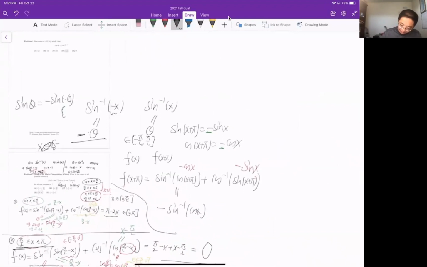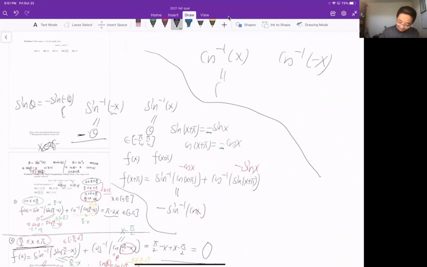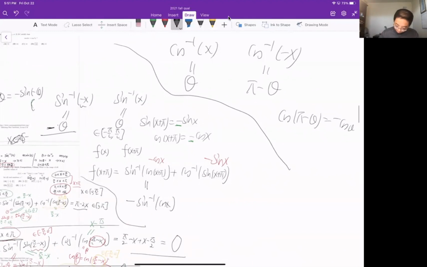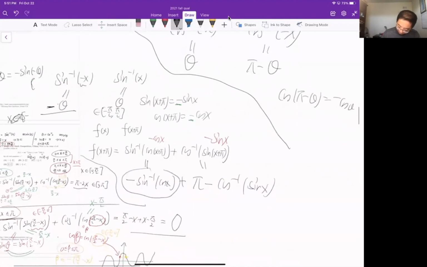Now let's look at cosine. What is the relation between cosine inverse of x and cosine inverse of negative x? If this is theta, for the cosine function we know cosine(pi - theta) is negative cosine theta. So this becomes pi - theta, and we need to keep the range between 0 and pi. So this equals pi minus cosine inverse of cosine x. If you combine this together, we find f(x + pi) equals pi - f(x).